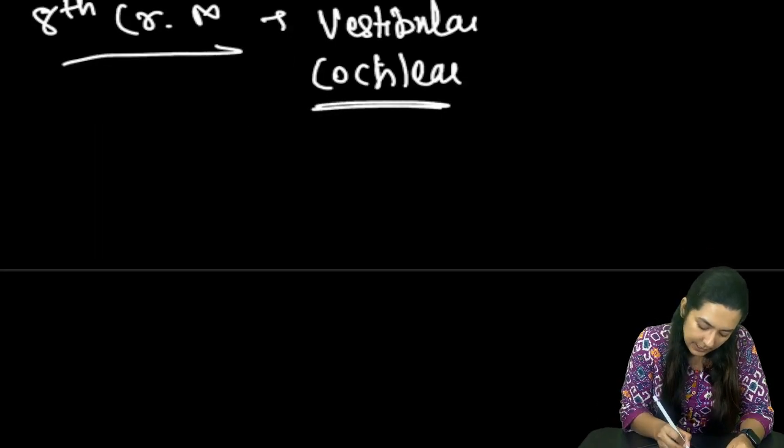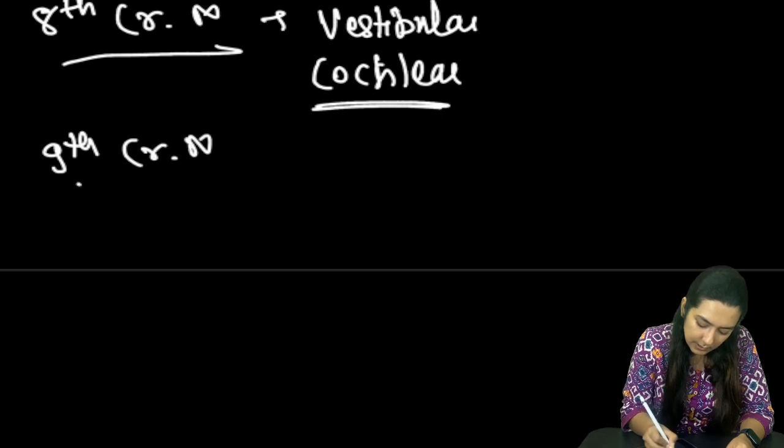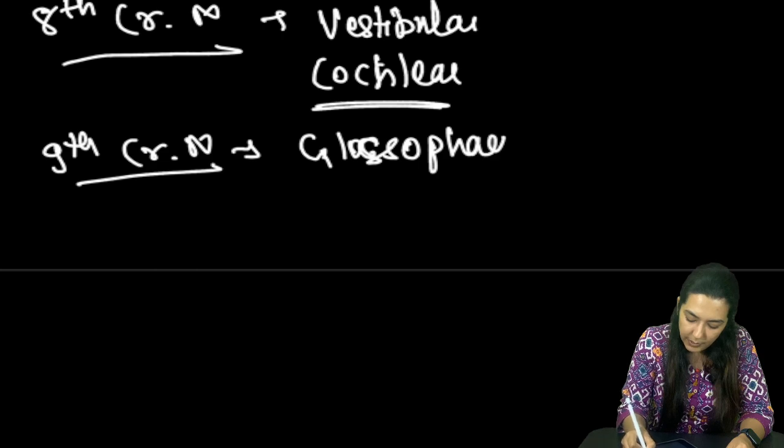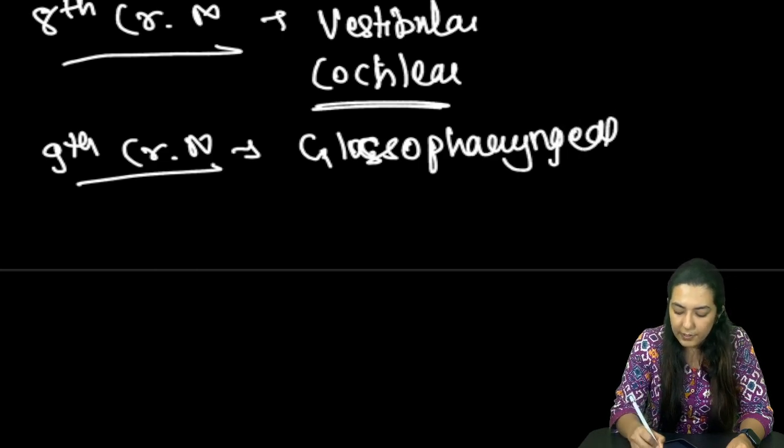Okay, then the ninth cranial nerve. It is also known as the glossopharyngeal nerve. Glosso means tongue, pharyngeal means pharynx. So it supplies taste sensation to the tongue and the pharyngeal muscles.